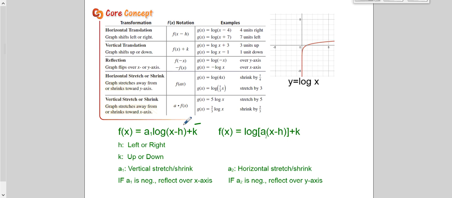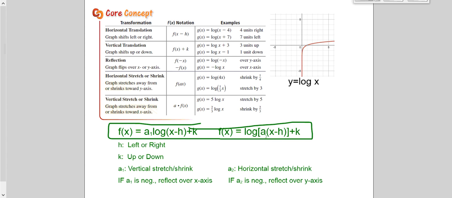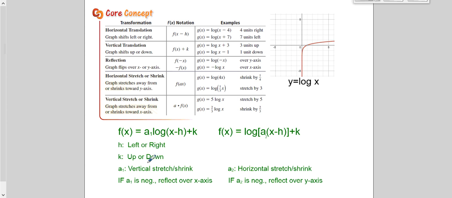And if you want to put it all together, here's how it looks with all the variables put in, and what they do. H is left or right, K is up or down, A1 is vertical stretch or shrink, A sub 2, if it's in here, is your horizontal stretch or shrink, and of course negatives give you reflections, depending on where they are, over the x-axis or y-axis. Another helpful page to come back to.